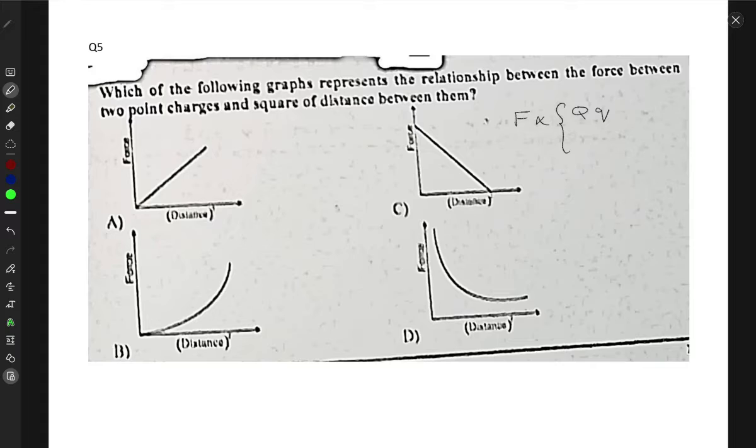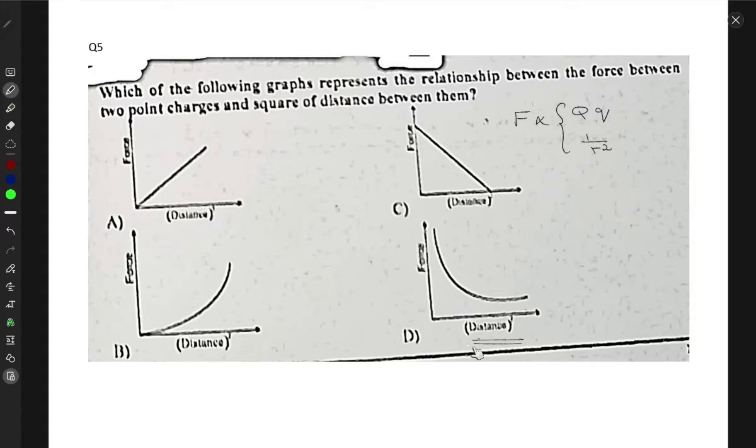And we know that it follows an inverse square law, which means that it's inversely proportional to the square of the distance between these 2-point charges. So that's what we know about the relationship between force and charges, and the relationship between force and the distance. Now, if you look at all of these options, all of the graphs give a relationship of force versus distance squared, right? This thing is very important.